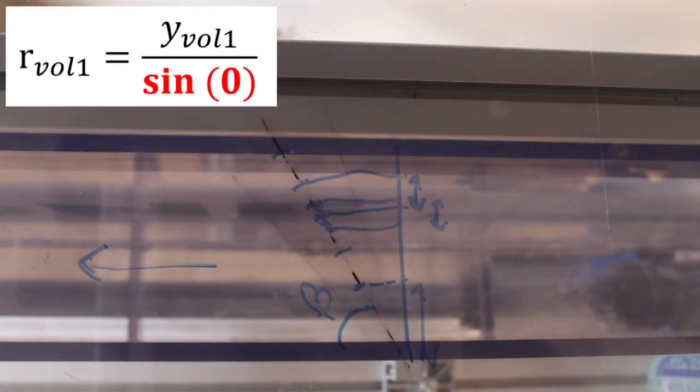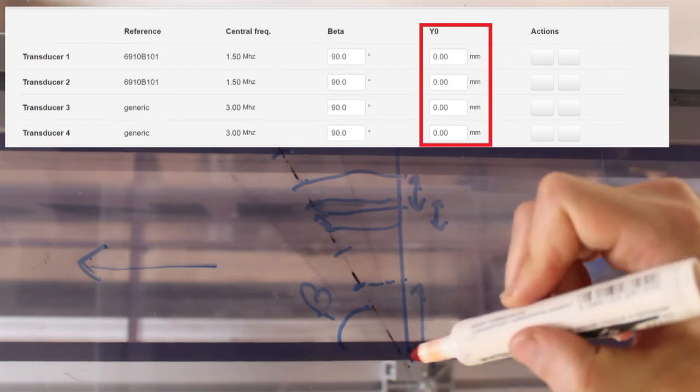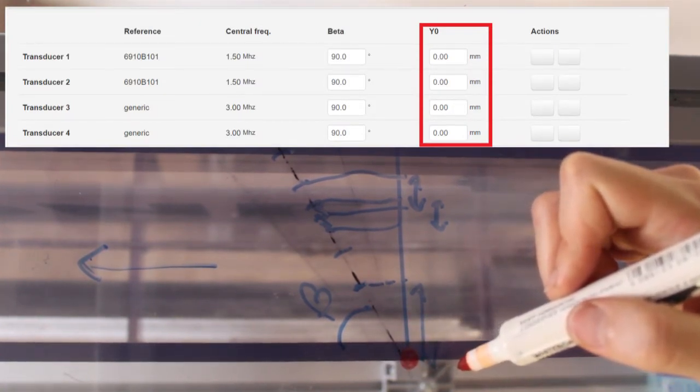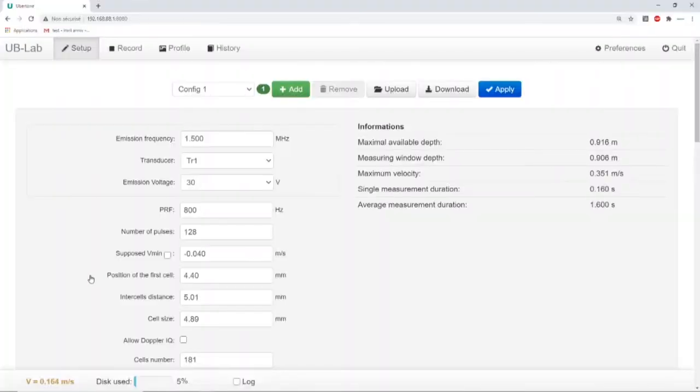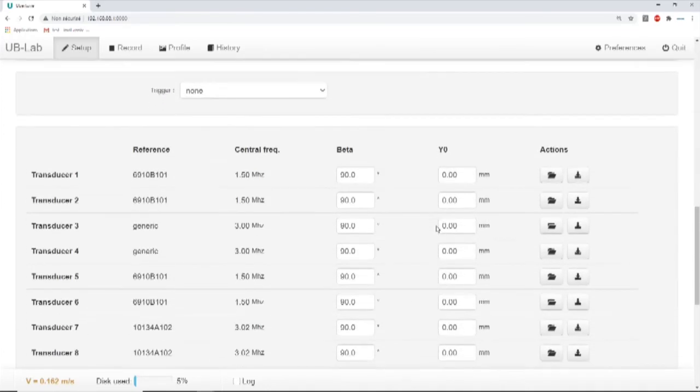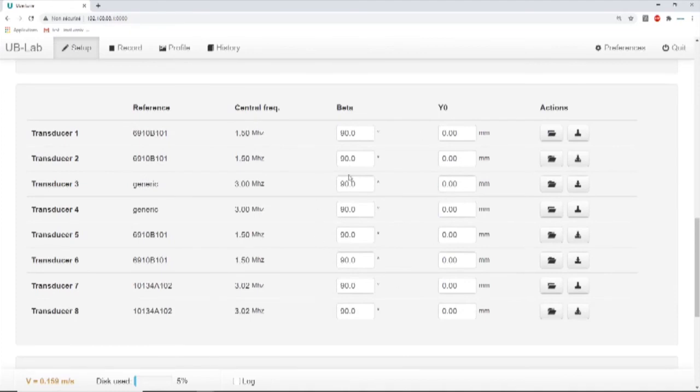The user may also indicate an offset to translate the origin of the chosen axis with the parameter y0. On the screenshot, you can see the profile parameters, position of the first cell, intercell distance and cell size, as well as depth information. Check the user manual to know if the Doppler angle has to be specified or not in your user interface. And if not, the positions will be given along the transducer axis. If yes, they will be given along the projected axis.